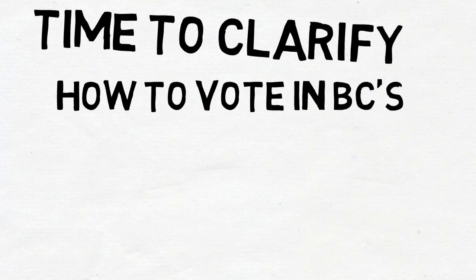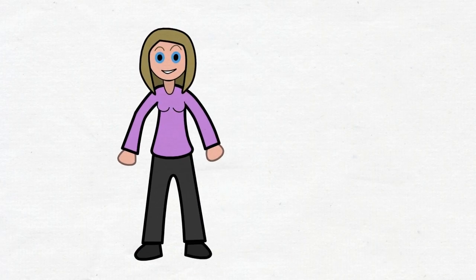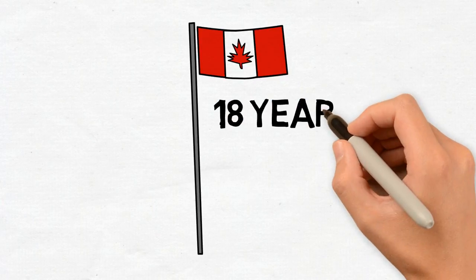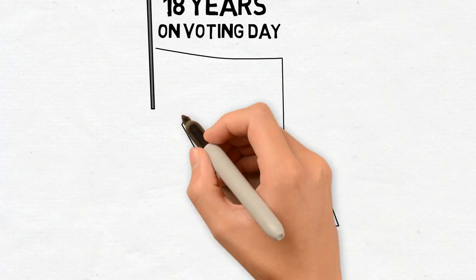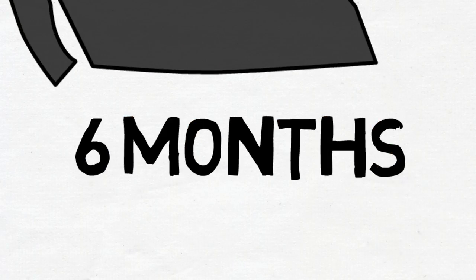How to vote in BC's general election. To vote, one must be a registered voter. To register, one must be a Canadian citizen, at least 18 years old on general voting day, and be a resident of BC for at least 6 months leading up to the election.